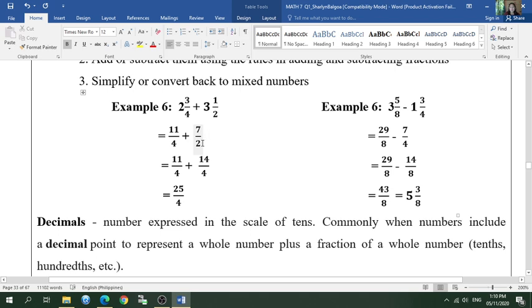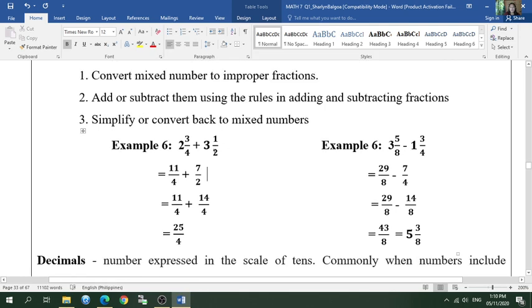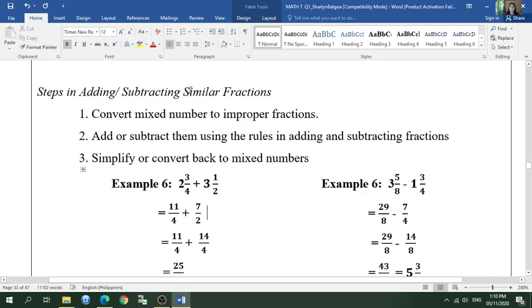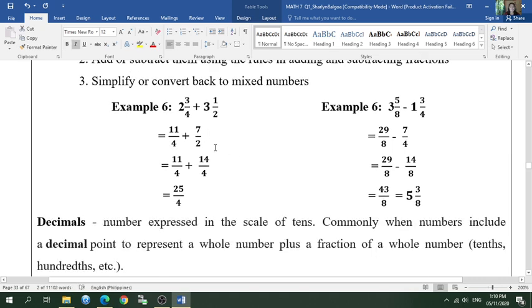Next, may mali tayo dito. This is an example of dissimilar fraction. Siguro ang ginawa niya dito is 4, nagkamali lang siya. Okay, tingnan natin. So ito ay 3 and 1/4. Okay, so tingnan natin. Similar kasi yung nasa taas. So gagawin natin siyang dissimilar.